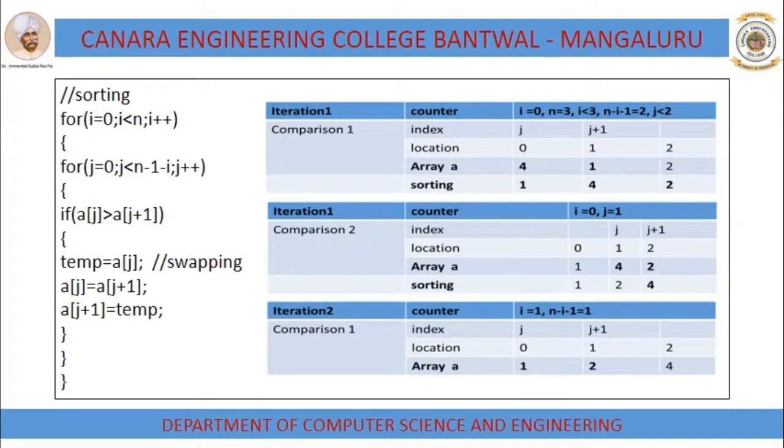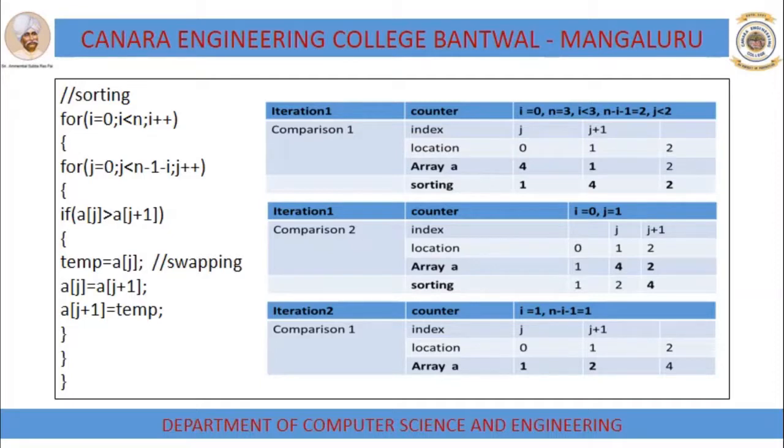So now we have entered the array elements and stored the array elements in array a. The elements are 4, 1 and 2. Now the sorting starts. So the outer for loop here, for i equal to 0, i is less than n, i plus plus. This is to count the number of times we are supposed to scan the array.